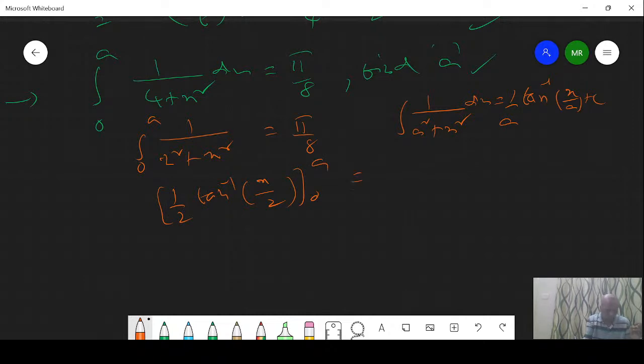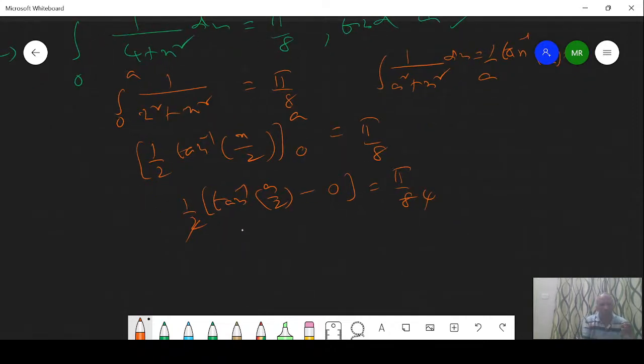Which is equal to pi by 8. Now you can apply the limit here, because they are asking to find the value of a. I can take 1 by 2, apply the upper limit tan inverse a by 2 minus the lower limit, tan inverse 0, which is 0, it will come pi by 8. So now I can eliminate to pi by 4: tan inverse a by 2.